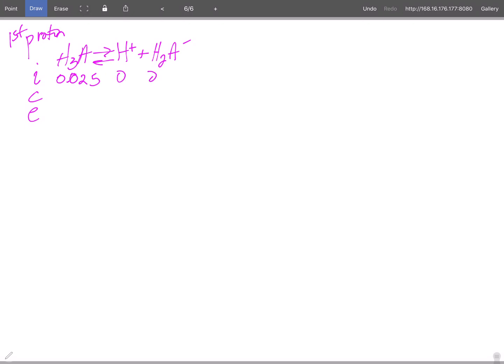So what we're going to do is set it up. First things first, we're going to do the first proton. H3A is going to dissociate into H plus and H2A minus. It's an ICE table. So we started with the concentration of 0.025. So it's 0 and 0, minus x, plus x, plus x: 0.025 minus x, x, and x.